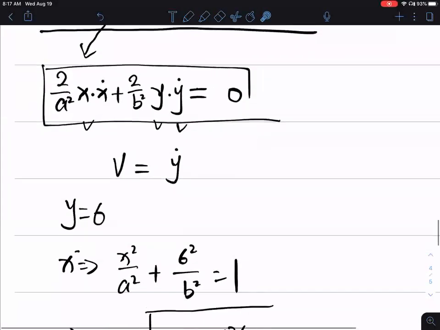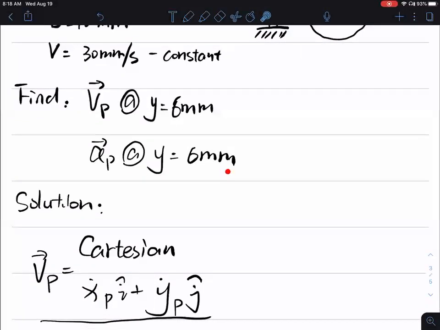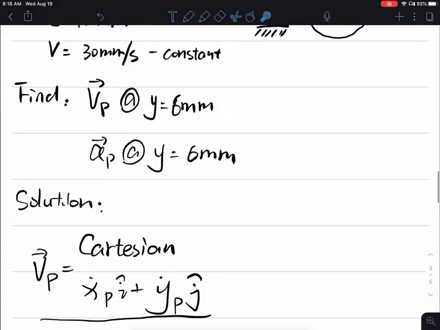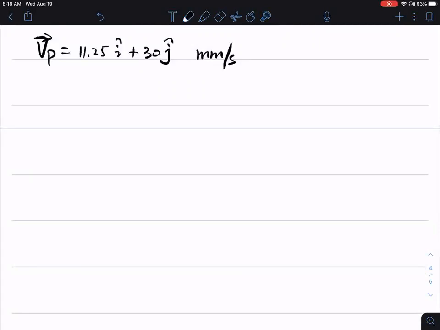Now let's talk about acceleration, since that's the second thing we want to find. What is the acceleration at y equals 6 millimeters? Under the Cartesian coordinate system, acceleration equals x double dot i plus y double dot j. So if we can find x double dot and y double dot, we're done. Same drill.